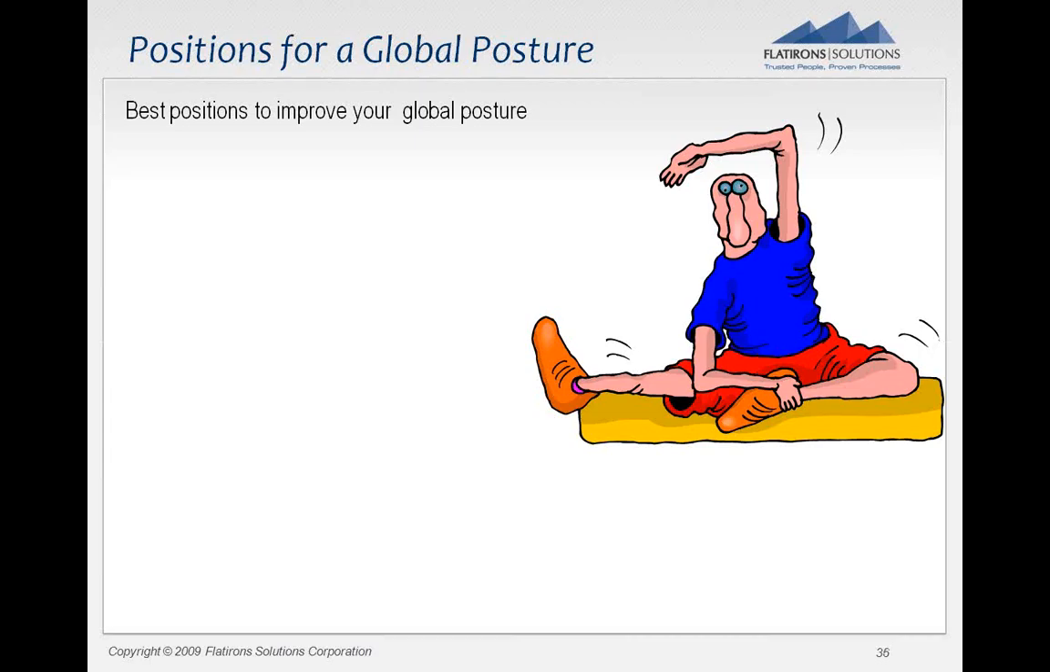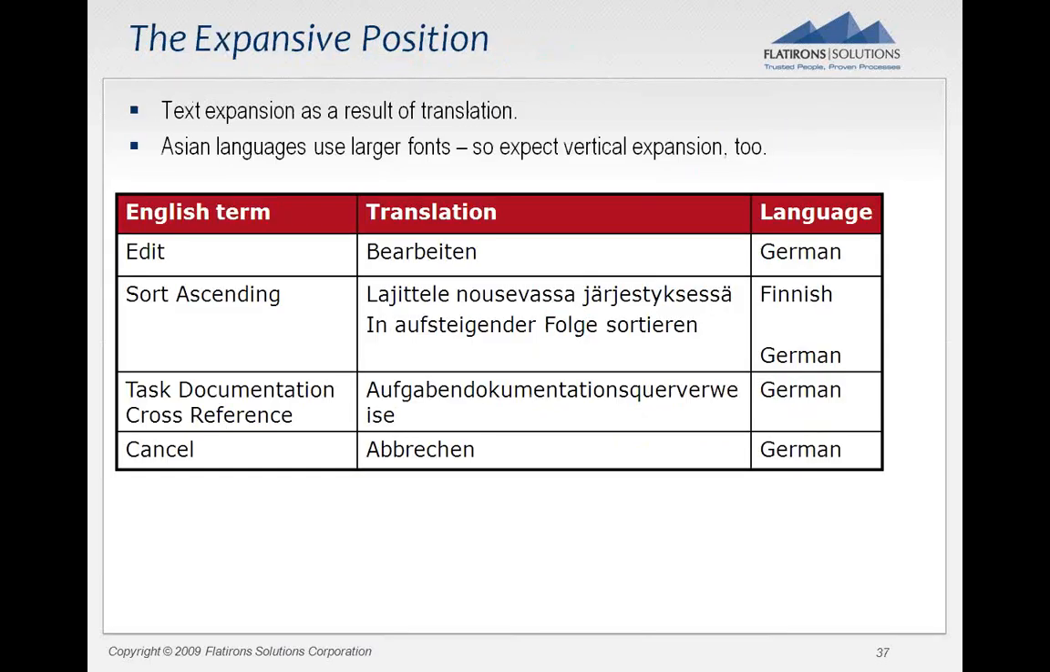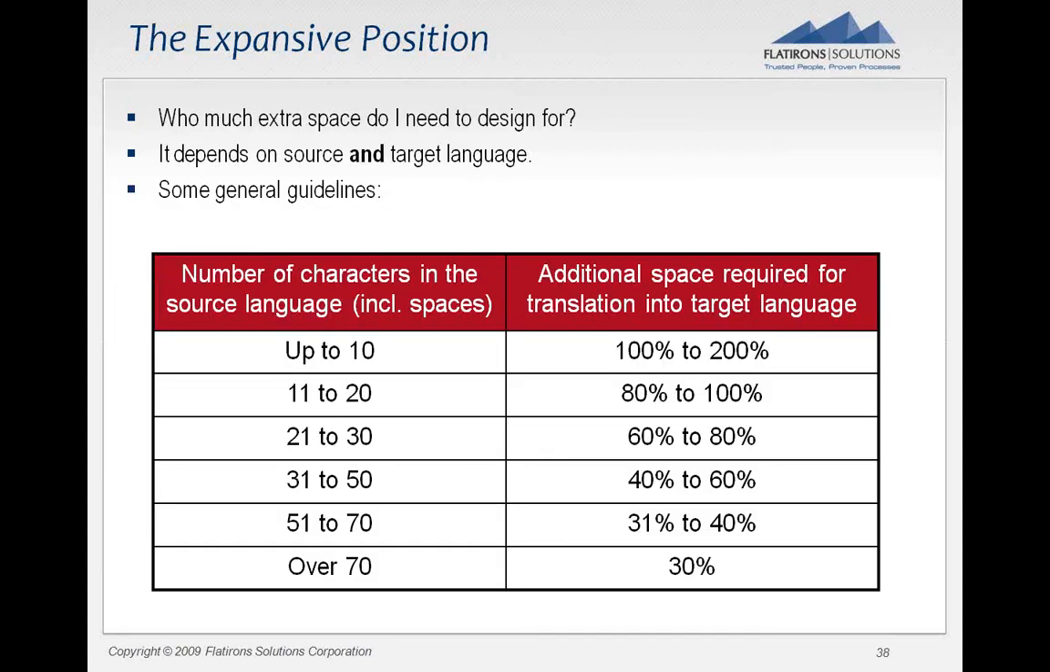So if we looked at positions for global posture, there's what I call the expansive position, and just understanding some of the extremes that can happen if you looked at sword ascending. This is the translation in Finnish, task documentation cross-reference. It's all one word in German, all bumped up against each other. So there's no wrapping here. So it makes it very difficult, if you can imagine. Asian languages use larger fonts, so there's a kind of vertical expansion too, where you get some overlapping if it's not allowed for in the spacing in the line above.